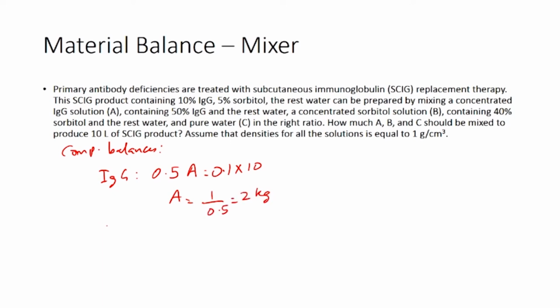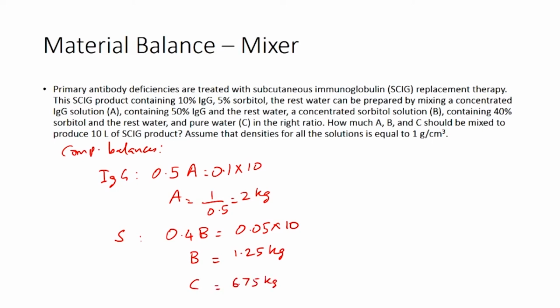And writing a balance equation for sorbitol, we would be able to get 0.4 times B is equal to 0.05 times 10. So, based on this you can calculate B as 1.25 kilograms. So, substituting these two values in your total mass balance, you would be able to calculate C as 6.75 kilograms.